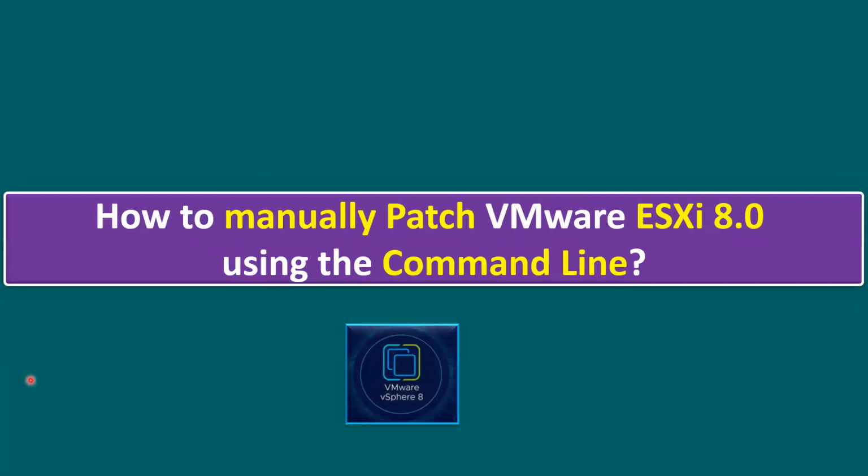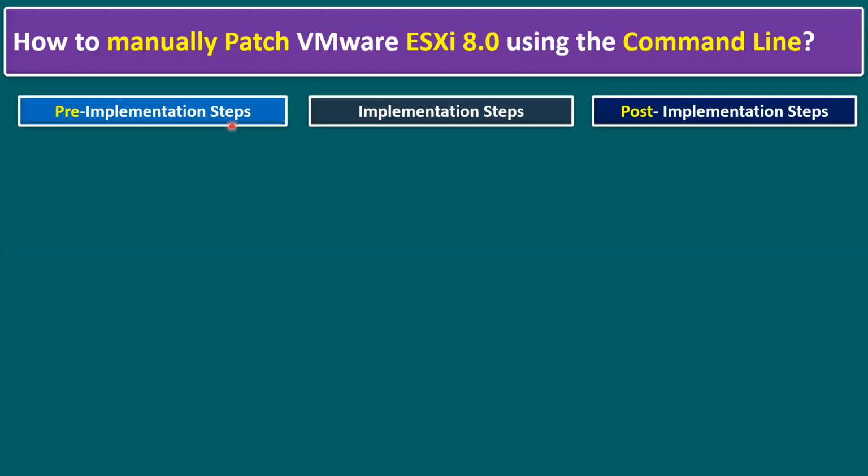In this session, I'm going to talk about how to manually patch VMware ESXi 8.0 using the command line. Before implementing, we normally have pre-implementation steps, an implementation procedure, and post-implementation steps. So let's talk about pre-implementation steps first.